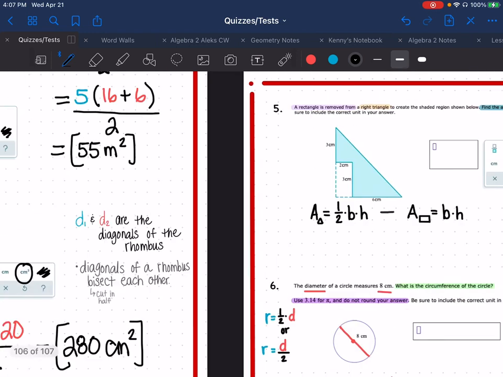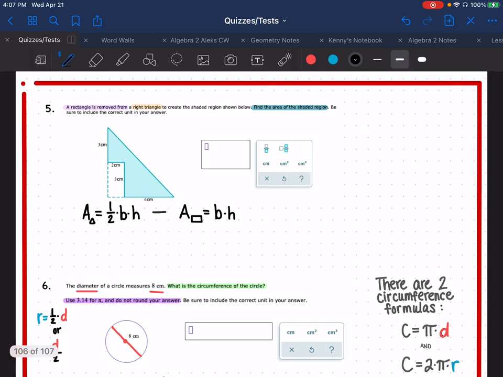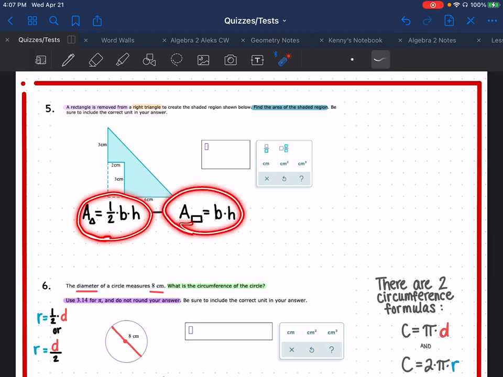All right, let's take a look at question number 5. In question number 5, you are going to be told something about a rectangle and a triangle, a right triangle. So these are the two formulas that you are going to use. You are going to use the triangle formula and you are going to use the rectangle formula.